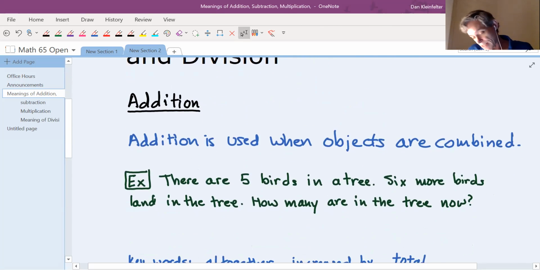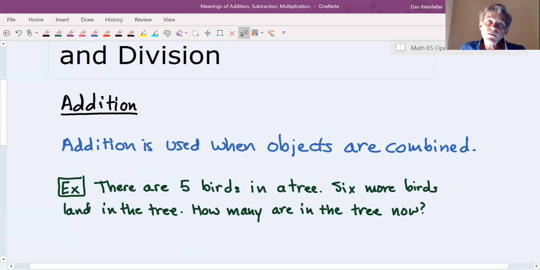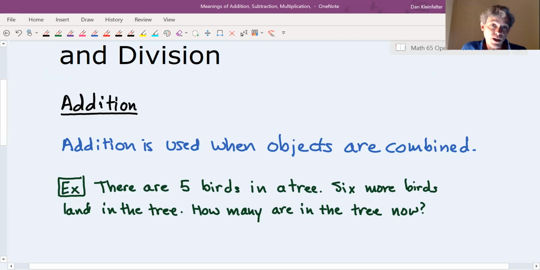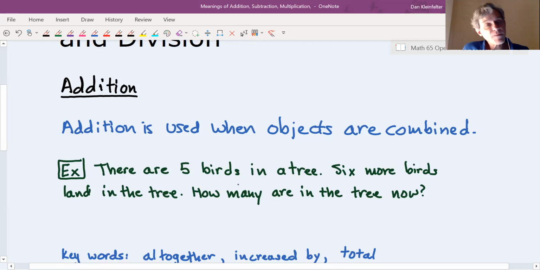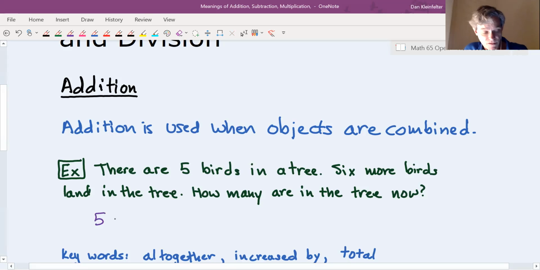So addition is the easiest, in my opinion, and probably you're likely to feel the same way. Usually we use addition when objects are going to be combined. We have a certain number of something and a certain number of something, and we put them together and we want to know the total, or how many there are altogether, then addition is called for. So as an easy example, there are 5 birds in a tree, 6 more birds land in the tree. We want to know how many birds are in the tree now. Well, then that problem can be answered by saying, well, we've started with 5 birds, 6 more birds in the tree, so in all there's 11 birds.